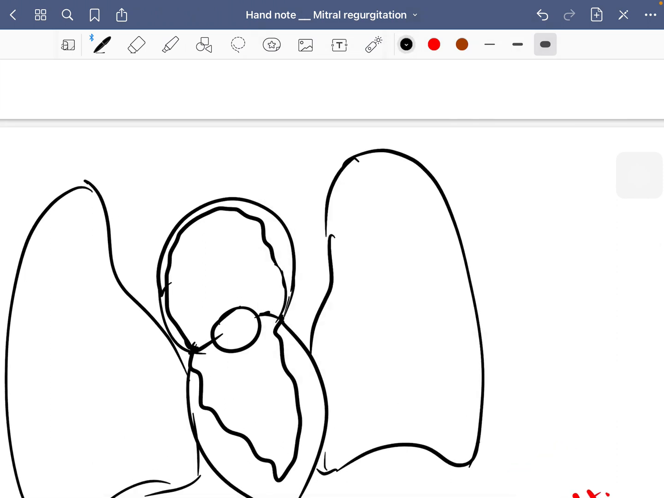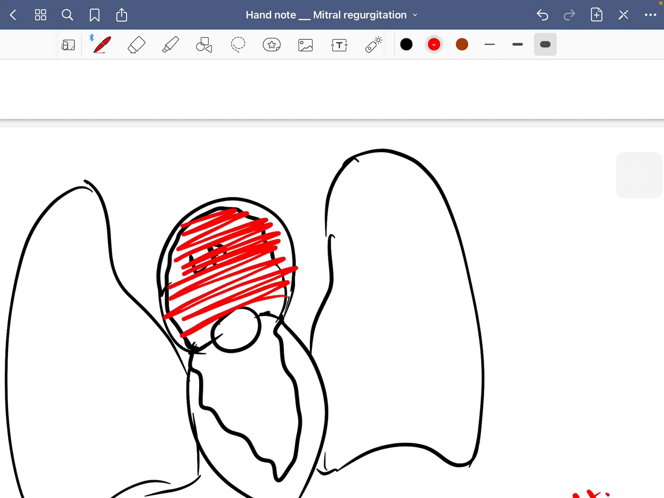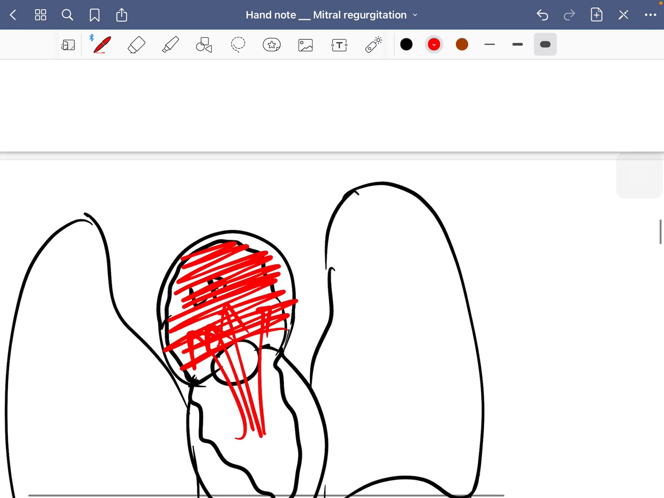So due to mitral regurgitation, your left atrium is facing volume overload. That means more and more blood is now in the left atrium. Why? Because some blood is continuously going backward from the left ventricle during systole. So the pressure within the left atrium will increase. Why? Because more blood is coming into the left atrium now due to this backflow of blood. So now the pressure in the left atrium is more.